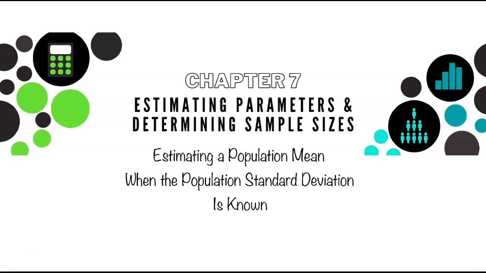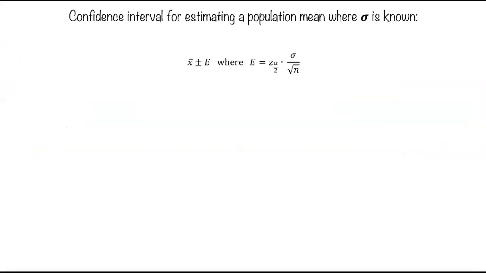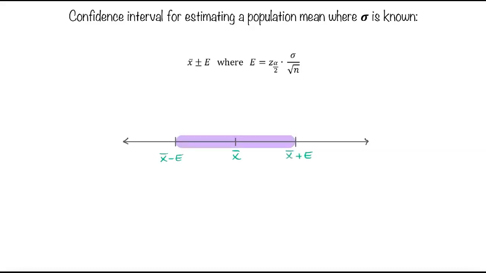In this lecture video, we'll be constructing confidence intervals to estimate population means when the population standard deviation is a known value. When estimating a population mean, the best point estimate is a sample mean. So we'll center our confidence interval on the sample mean, and the width of the confidence interval will be determined by our margin of error. And inside this range of values is where we believe the population mean is.